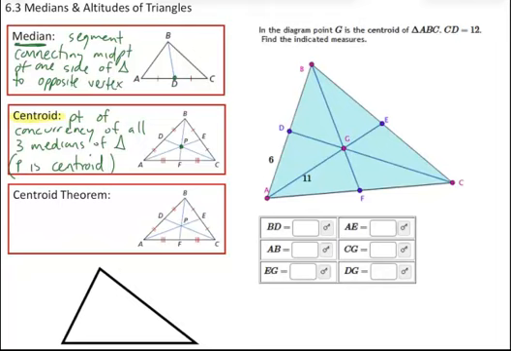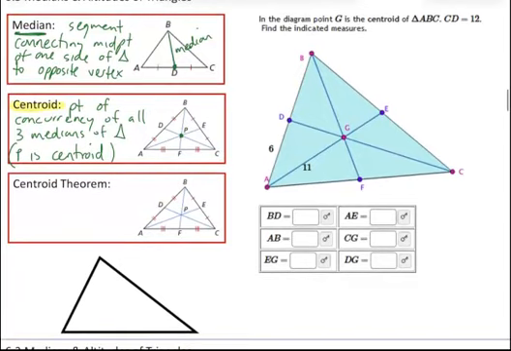So if you found a midpoint of one side and then you drew a straight line to the opposite vertex, that's called a median. And if you took all three medians in a triangle and connected them, you would have what's called the centroid. So let's take a look at this.